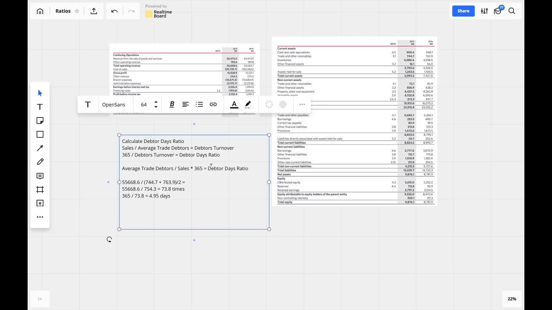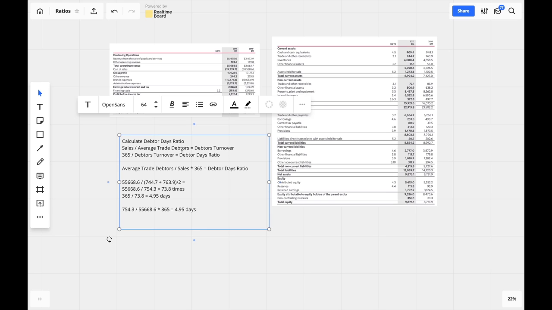Now let's work out the other way of calculating this. If we started with the average 754.3 and divided that by our sales number of 55,668.6, and then times that by 365, you get exactly the same number, 4.95 days. So there are two different ways you can calculate that.